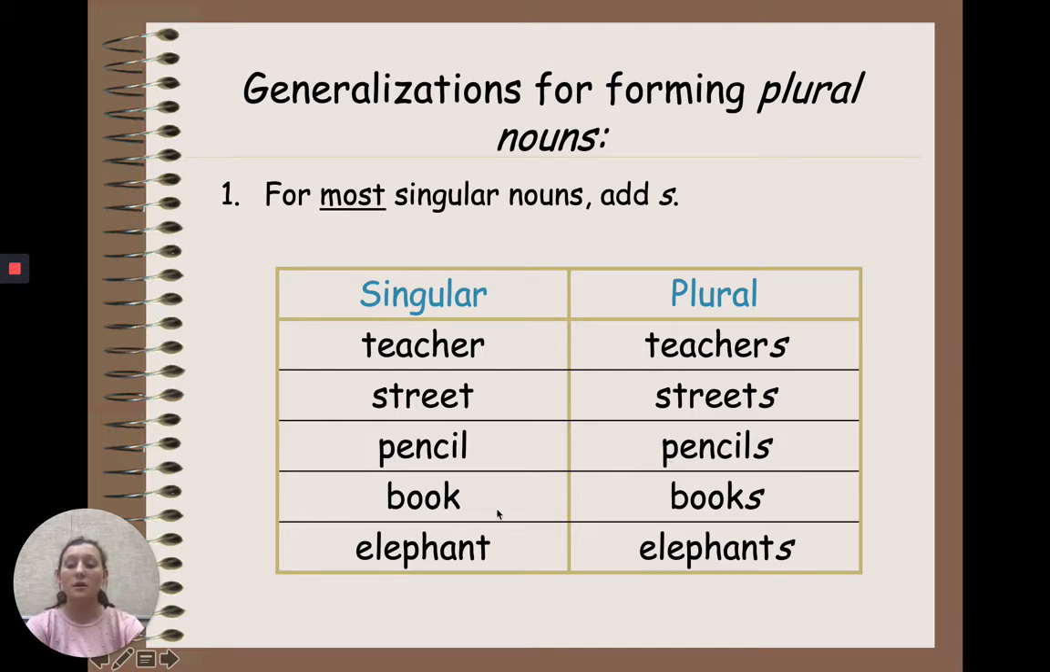Next we have the word book, so we know that we're talking about one book, and then we add an S on to books to make it plural. And lastly we have elephant, so we know we're talking about only one elephant, and now we want to talk about more than one elephant, so we add an S on to make elephants.